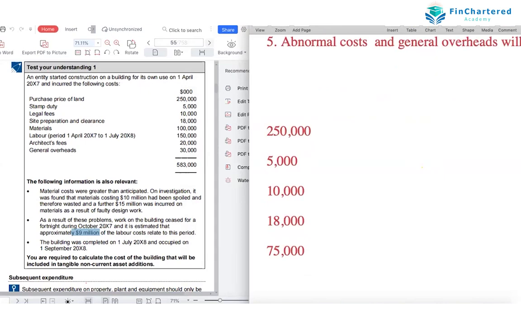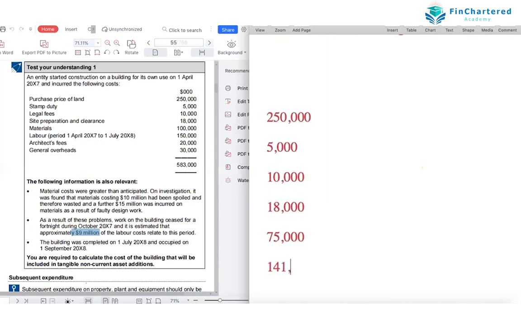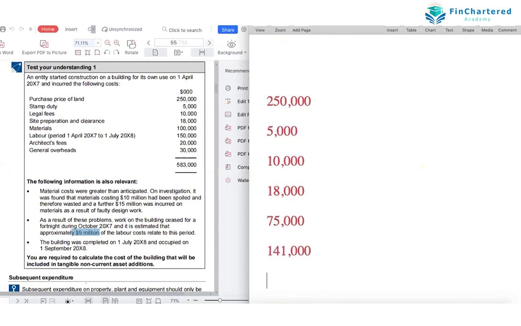Labor, again, as Shivangi said, 9,000 or 9 million, whatever you want to call it, because it is in millions actually, but just to make it easy, I'm saying 9,000. 9,000 is abnormal. So only 141,000 to be capitalized.